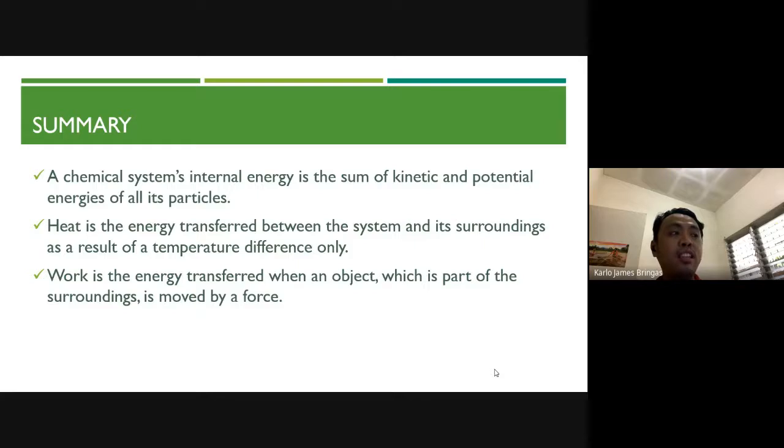Now, when you're talking about heat, heat is energy transferred as a result of a temperature difference. Hotter object always transfers heat to the colder object. So that in time, as you let it go by, ang hot object and cold object will now get into the same temperature. Meanwhile, our work, it's the energy transferred when an object that's part of the surroundings is moved by a force. A common example of it would be the work needed to move an object, such as when pushing or pulling, or the sound waves that are produced whenever somebody talks.